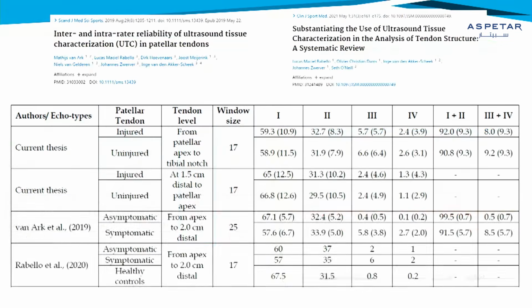The values that we observed are in agreement with the literature. So although there is some window size difference, which gives more or less detail for the images, the distribution of our patients, although injured in ACL, was similar to the ones seen in the literature.